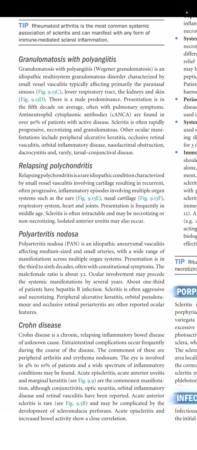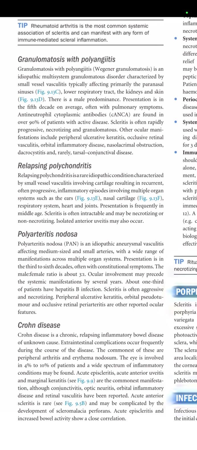Relapsing polychondritis is a rare idiopathic condition characterized by small vessel vasculitis. So it is an inflammation of the small vessels involving the cartilage, resulting in recurrent, often progressive inflammatory episodes involving multiple organ systems such as ear, nasal cartilage, respiratory system, heart, and joints. Presentation is frequently in middle age. Scleritis is often intractable and may be necrotizing or non necrotizing. Isolated anterior uveitis may also occur.